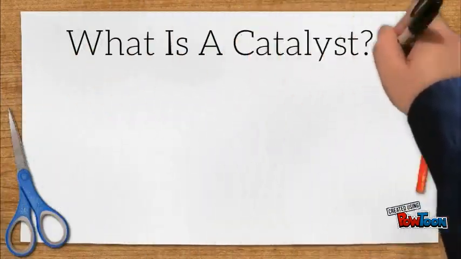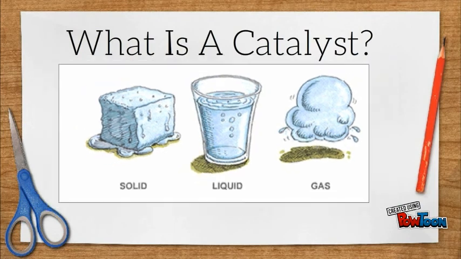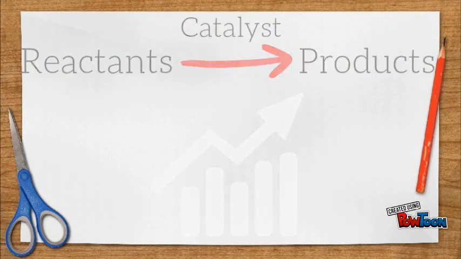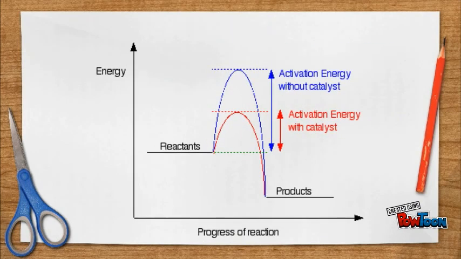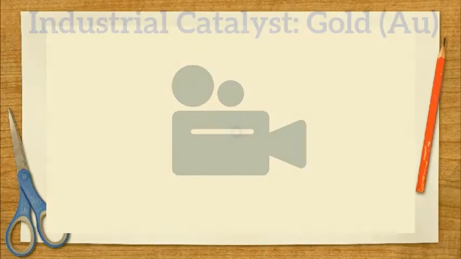What is a catalyst? A catalyst can be a solid, liquid, or gas, which has the ability to increase the rate of a chemical reaction without being a part of the reaction itself. This diagram shows what happens during a chemical reaction when the catalyst is added. It lowers the EA of the reactants, meaning more collisions, resulting in a faster reaction.